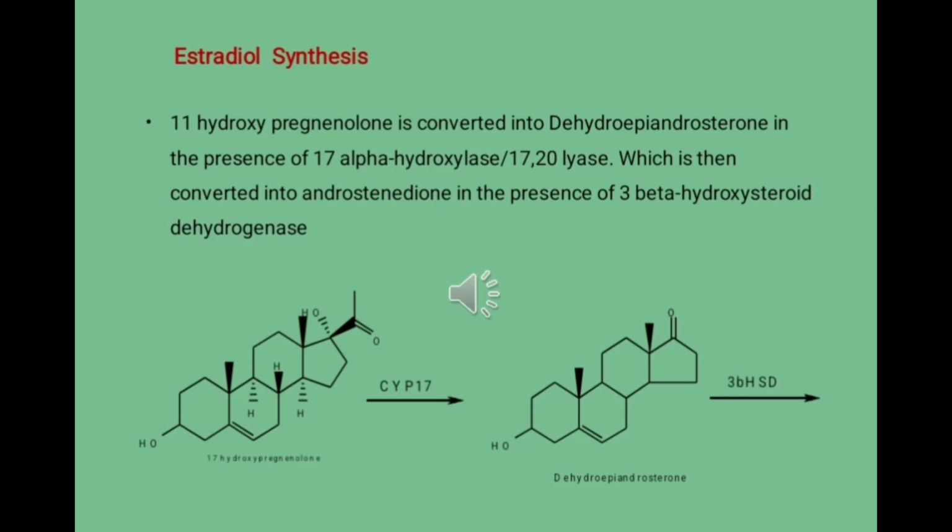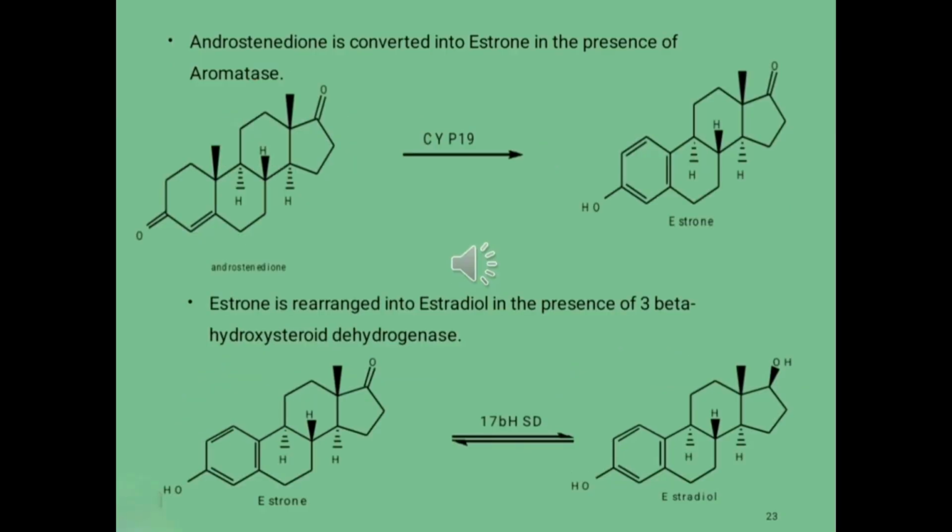This molecule is converted into dehydroepiandrosterone, in which the acetyl group and the hydroxyl group, which is present at carbon 17 position in the previous molecule, is converted into carbonyl group. So this molecule is known as dehydroepiandrosterone, which is further converted into the next molecule by the effect of enzyme 3-BHSD. In the second step, androstenedione is converted into estrone in the presence of aromatase enzyme, which is abbreviated as CYP19. Androstenedione is converted into estrone.